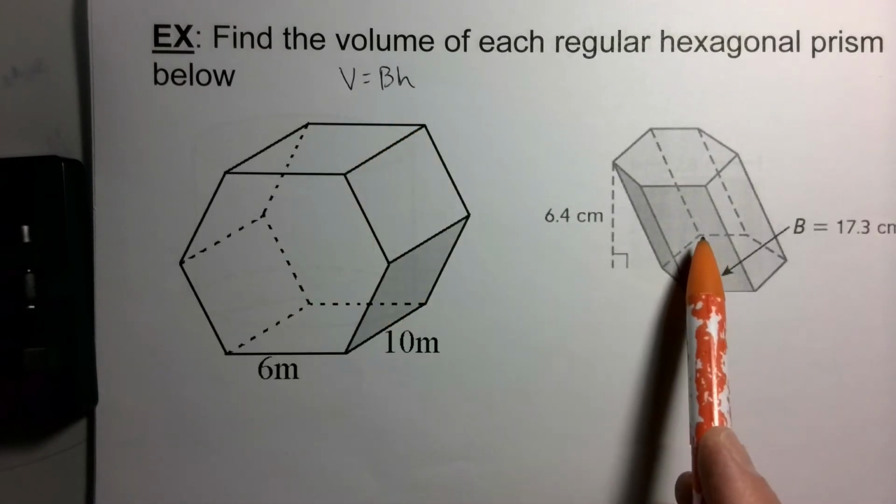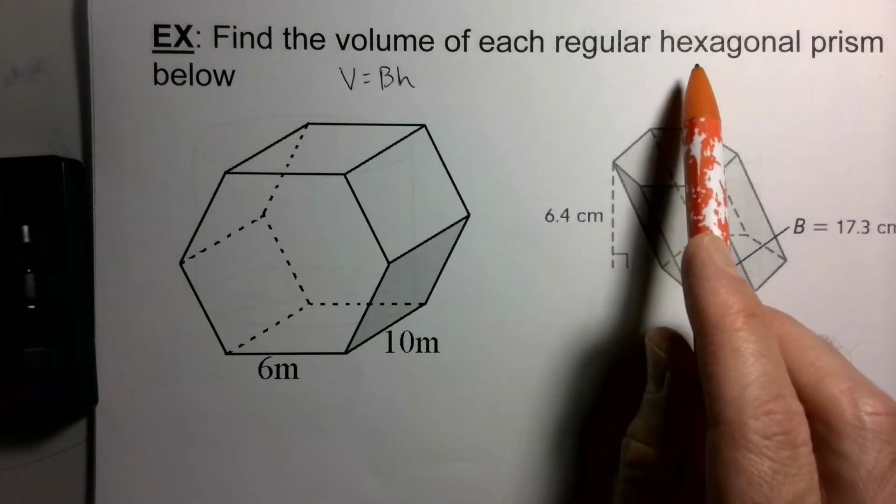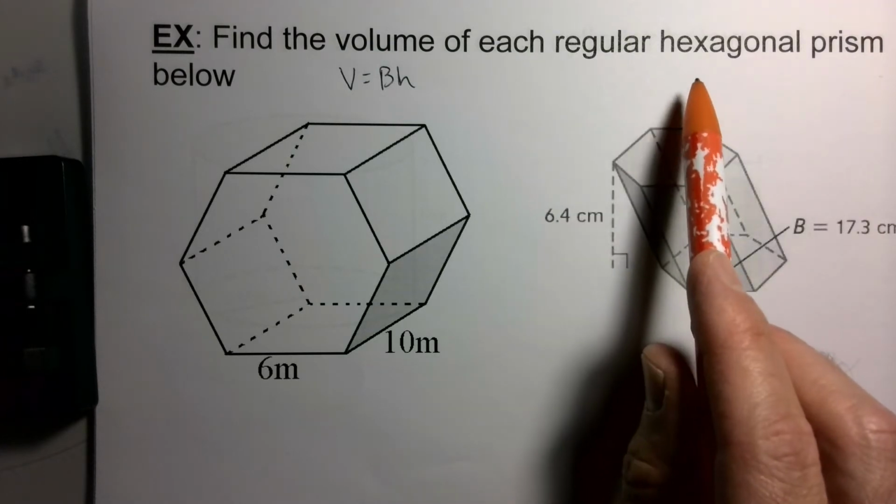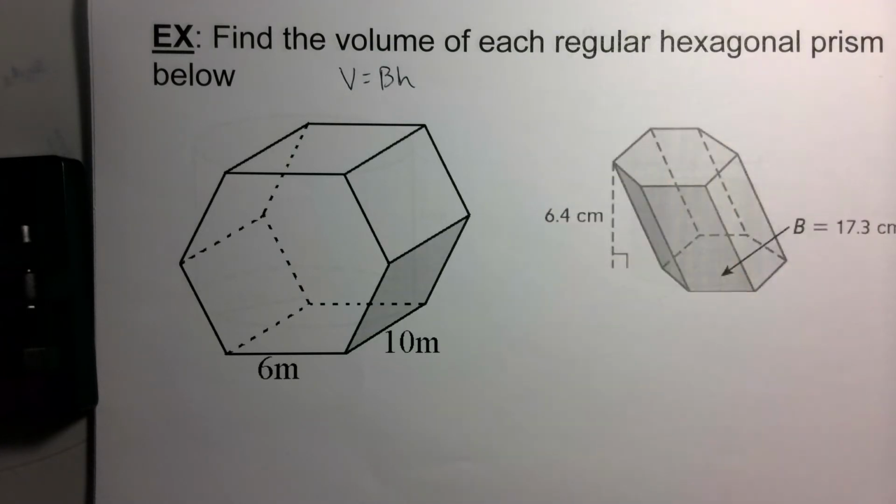So I've got these two examples here. They're both regular hexagonal prisms. Some people say hexagonal. There's nothing wrong with that. I say hexagonal, just my accent.